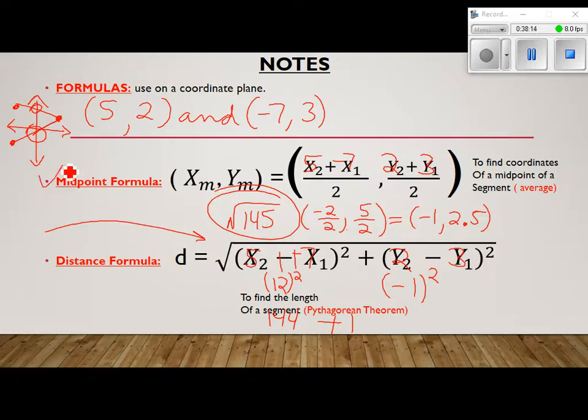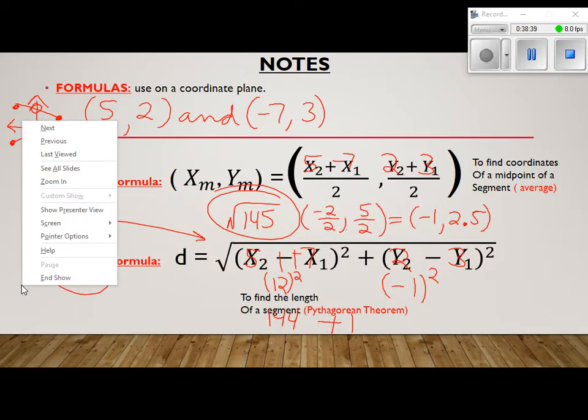So midpoint formula, distance formula. How are you going to know if in a problem you have to use the midpoint formula? What are they going to be asking you for? Find the midpoint. That's key. Use your common sense. They say find a midpoint, try using the midpoint formula. They want you to find the length of a segment. Which formula are you probably going to be using? Common sense stuff.